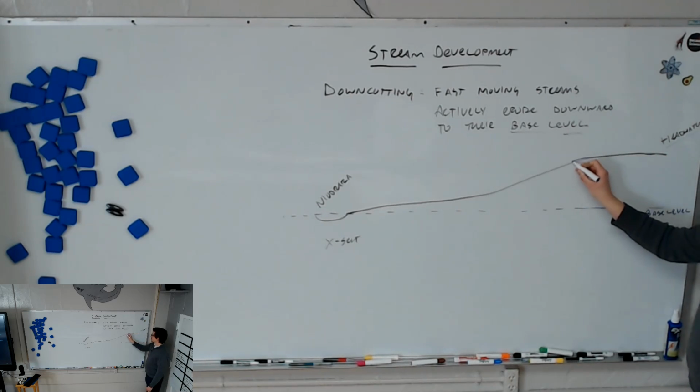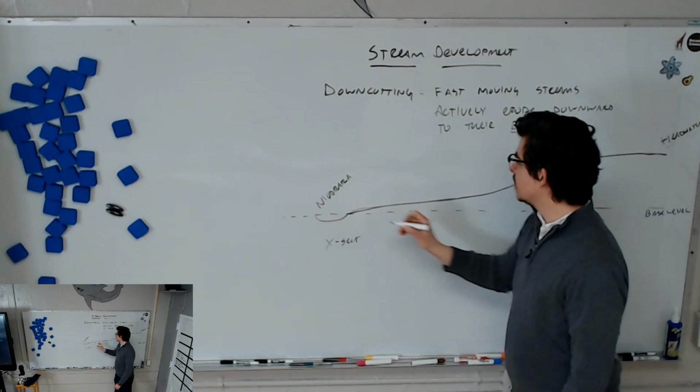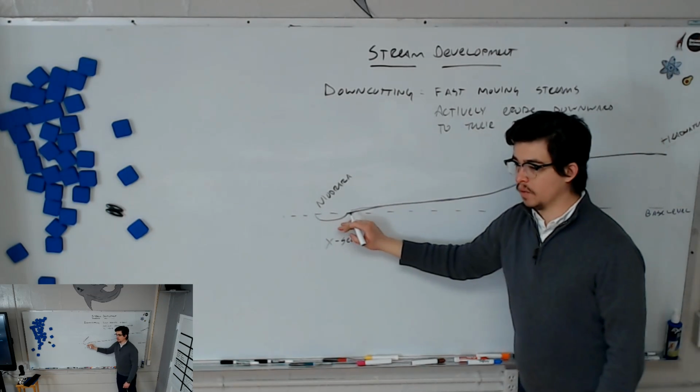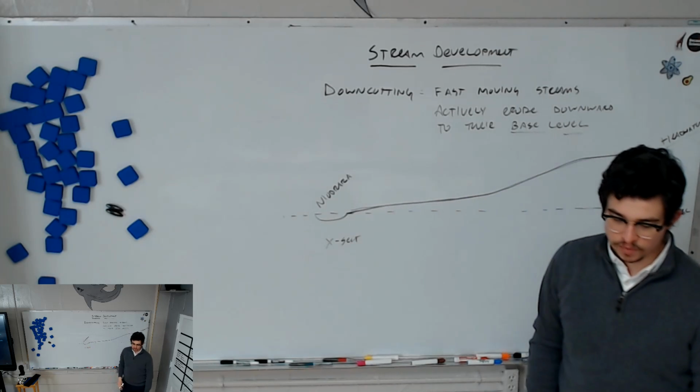So the river flows in this way, right? And it's doing more erosion. The point of this is it does more erosion here when it's high above its base level than here when it's not high above its base level.